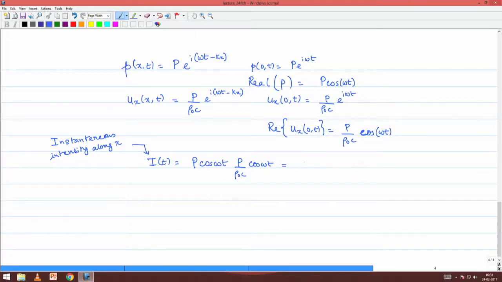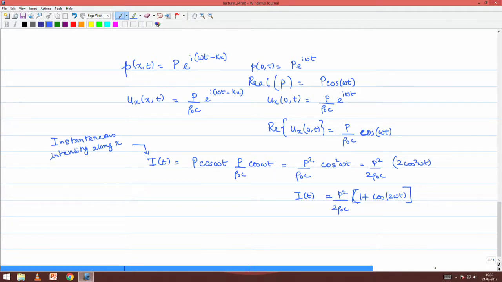But carrying on with the simplification, what happens here is P squared by ρ0c cos² ωt, and that will lead to P squared by 2ρ0c into 2 cos² ωt, and that in turn is P squared by 2ρ0c times (1 plus cosine of 2ωt). So, this is the instantaneous intensity, which is varying as a function of time.